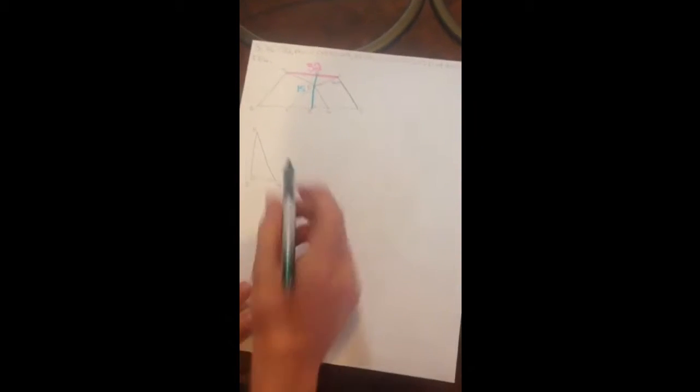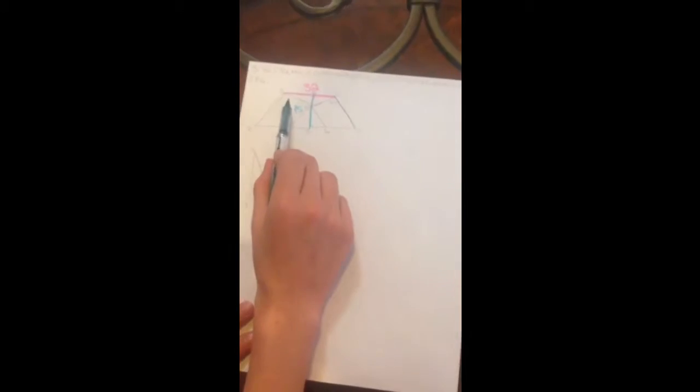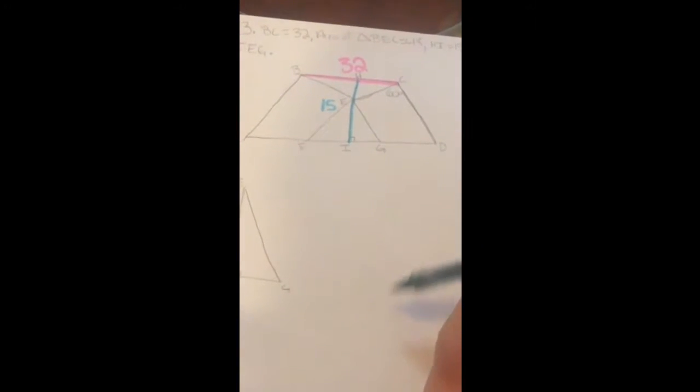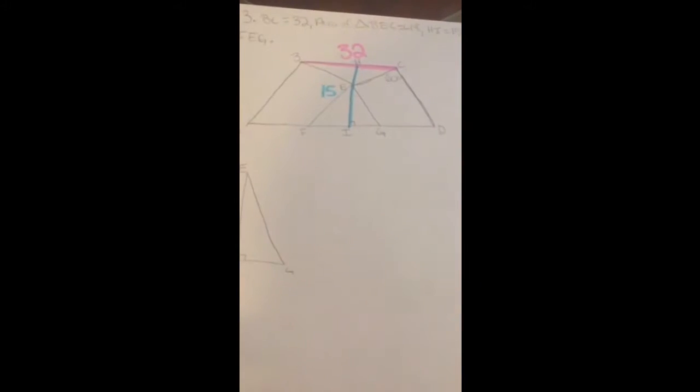Now here's problem 2. We'll save this for class, but if you choose to, you can stop and work it out yourself. So let's go to our challenge problem. BC is 32, the area of the triangle BEC is 48, HI is 15, and the angle of ECD is 60 degrees. We have to find the area of triangle FEG.